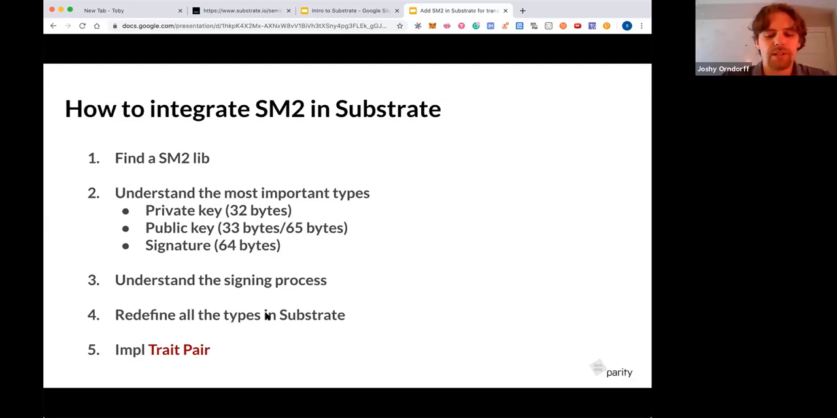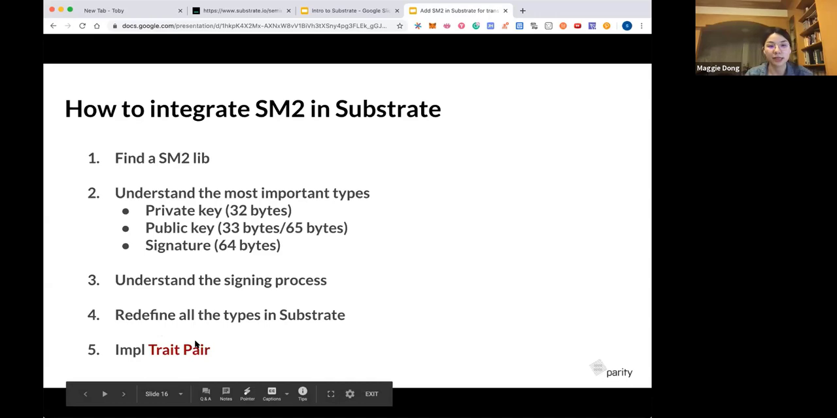I think it's useful to realize too that although Maggie is teaching us specifically about SM2 today, the technique she's showing us is not really limited to SM2. If you have some other crypto algorithm that you want to include in Substrate, I think you can do the same steps with whatever crypto library you want to use, right, Maggie? Yeah. I just want to demonstrate my process of how to integrate SM2 in Substrate. I hope that after you hear what I did with SM2 in Substrate, you can integrate your own crypto algorithm in Substrate. All you need to do is implement the Pair trait in Substrate.